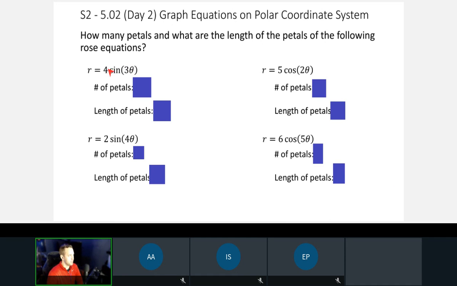This one's really easy. The amplitude determines the length. Those are all pretty easy, you can really fill those in: length of 4, length of 2, length of 5, length of 6. Those are really straightforward. But in terms of the number of petals, it depends if it's even or odd. If it is odd, like it is, how do you find the number of petals? Do you remember?